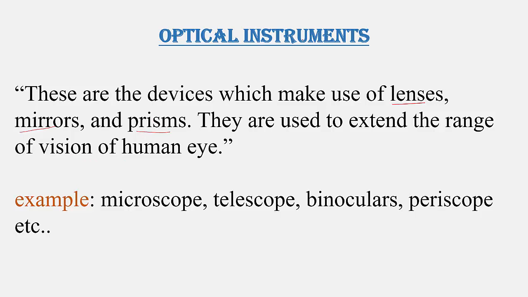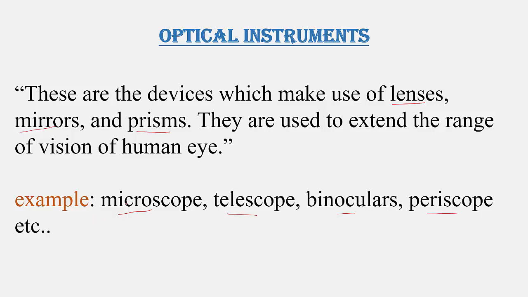So why do we have to use these optical instruments? These are used to extend the range of vision of the human eye. We know that the human eye is also an optical instrument. With the help of the human eye, we can see the objects surrounding us. But it is very difficult for the human eye to see far objects or the heavenly bodies. In those cases, we can prefer artificial optical instruments such as microscope, telescope, binoculars or periscopes and so on.